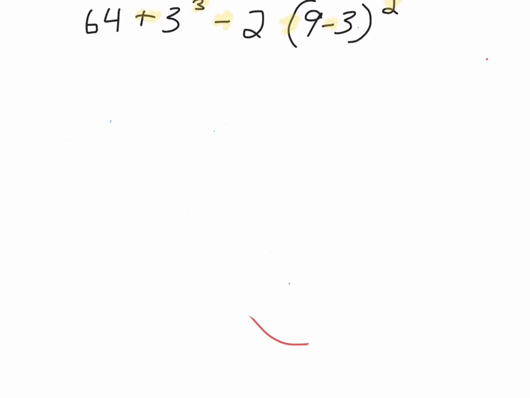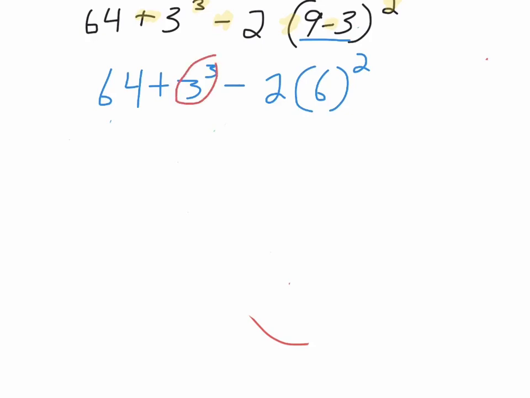Okay, the first thing we're going to do is find parentheses. 9 minus 3, 6. So we want to rewrite this. I'm going to leave the parentheses around it. You could instead put multiplication between it. Okay, next thing we're going to do is exponents, left to right exponents.